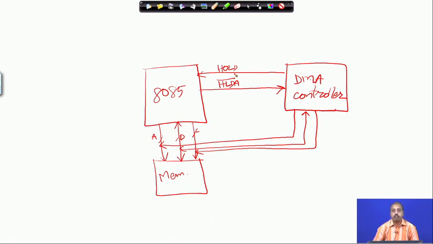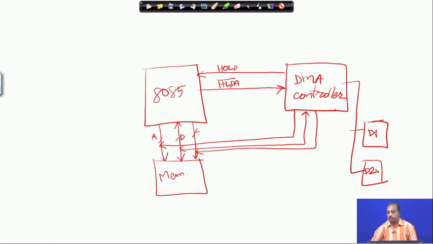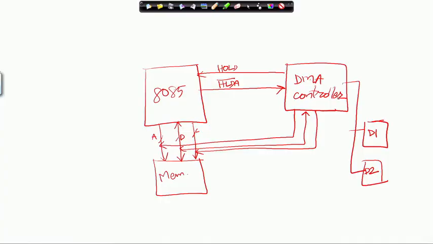Now, in this situation, if I have some IO devices, these IO devices are connected to the DMA controller. Okay. So, this is device 1, this is device 2, like that. When these devices are ready for data transfer to the system, they will tell the DMA controller, and the DMA controller in turn will send a hold request to the 8085 processor.